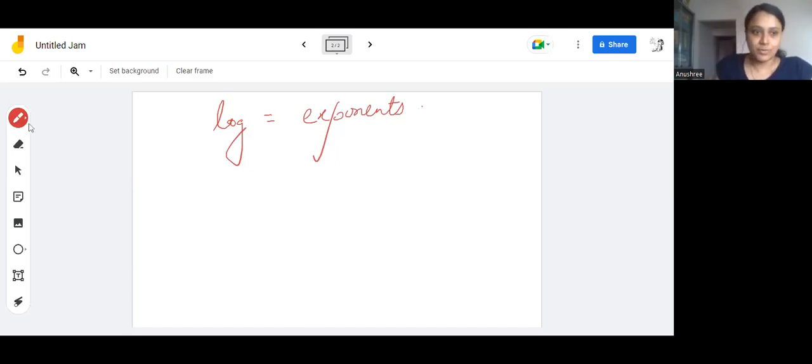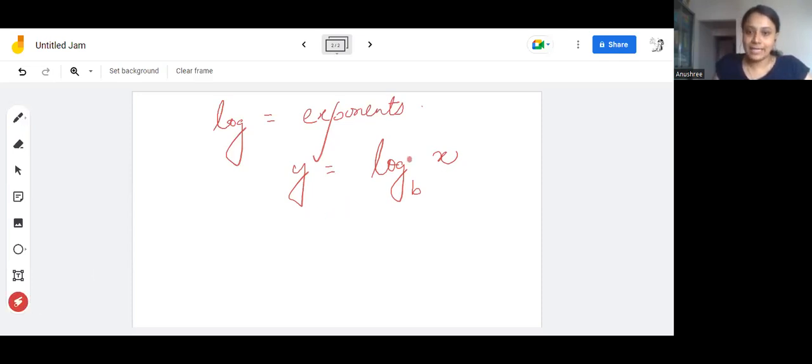Suppose y equals log base b of x. Okay. So what does this exactly mean? This means b to the power y equals x. Okay. That will mean b to the power y equals x. Okay. Let's see one with a number.